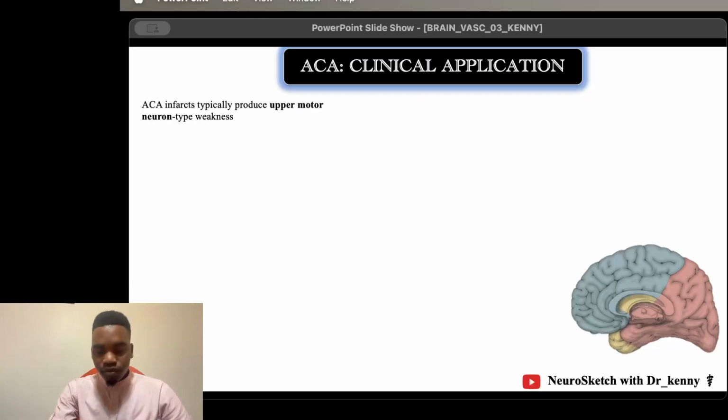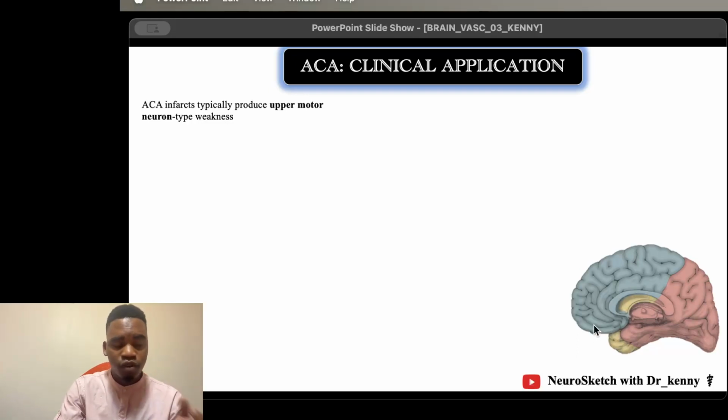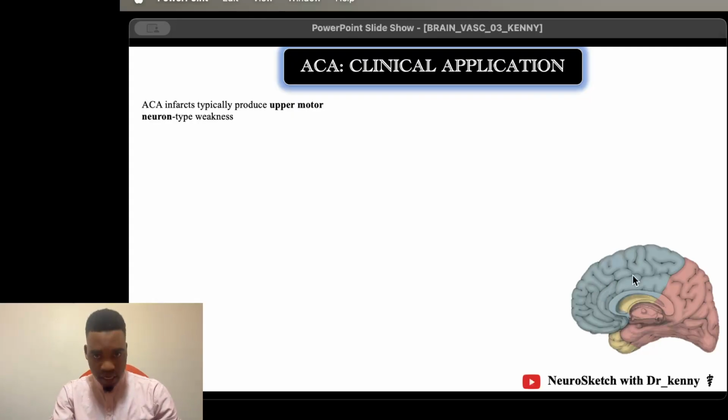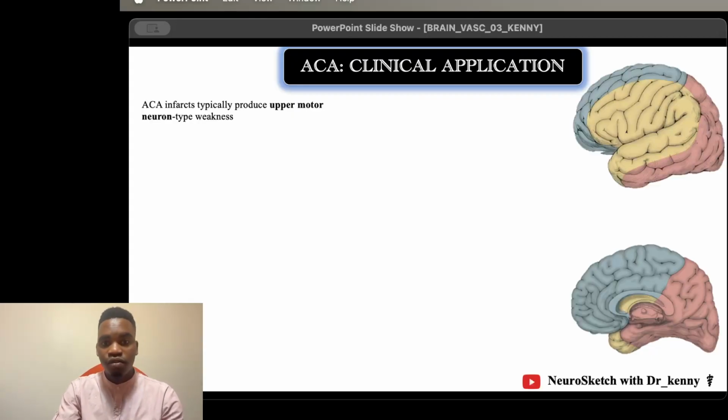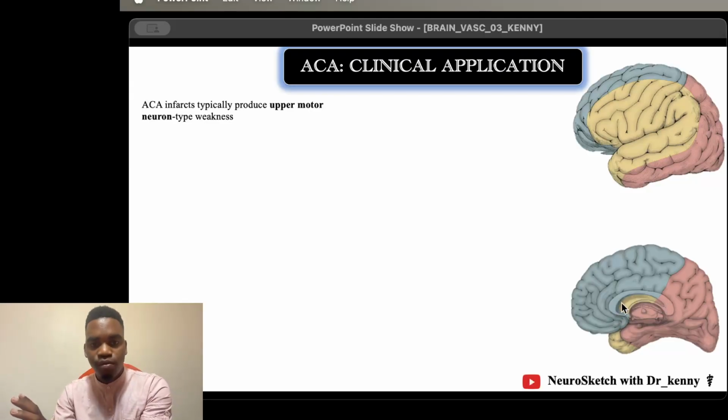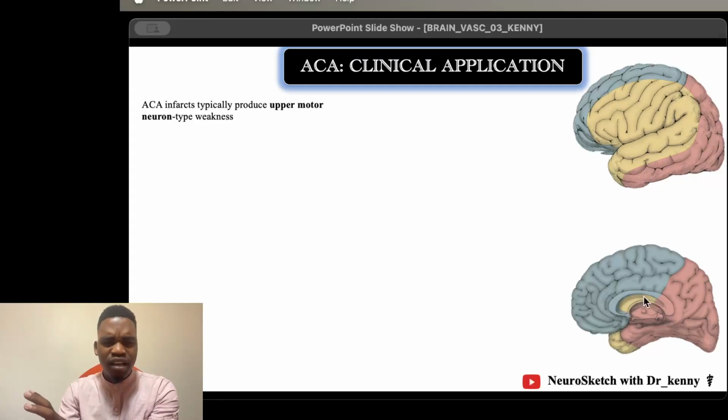So as we have seen, on the medial side, it supplies the whole of the frontal lobe and part of the parietal lobe on the medial side. And also don't forget the corpus callosum. Part of the corpus callosum is supplied by the anterior cerebral artery, but you can see it is also supplied by this posterior vessel. Don't worry about this at this point. And the deep part of the corpus callosum is also supplied by something else, but don't worry about those.